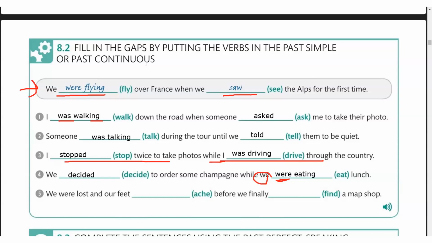Let's look at our last one, number five. We were lost and our feet were aching before we finally found a map shop. So let's look at the verbs there. Great. So how'd you do? Hopefully you got 100%. Okay, let's clear the board and move on.